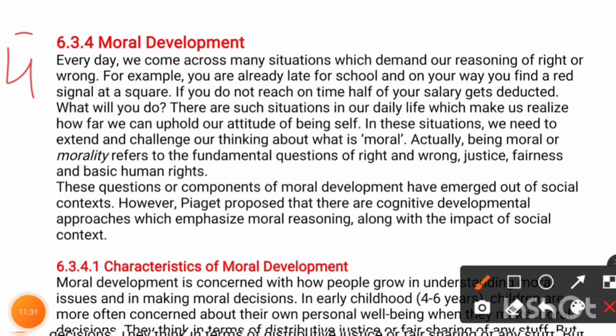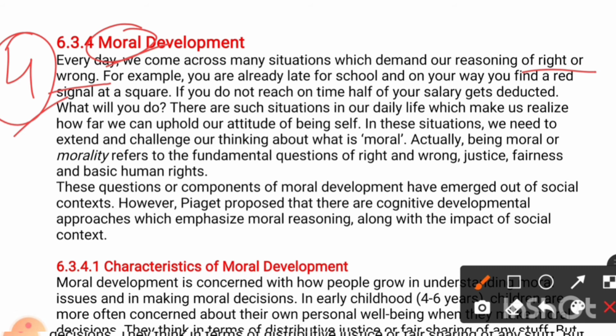The fourth one we have is moral development. So what does moral development mean? We are talking about ethical values here: the development of what is right and what is wrong for someone. That is called your moral development. Every day we come across many situations that demand reasoning about right and wrong, and the child starts deciding these things.